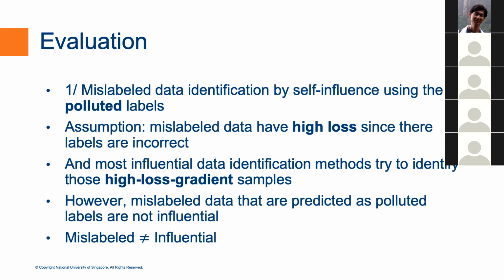As for the evaluation method, the original way of evaluating is that we do mislabeled data identification by self-influence using the polluted labels. The assumption is that mislabeled data have high loss since their labels are incorrect, so they will be influential. However, mislabeled data that are predicted as polluted are no longer influential, so mislabeled data does not necessarily mean influential. And this kind of evaluation method might be problematic.